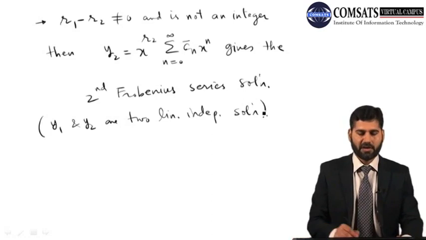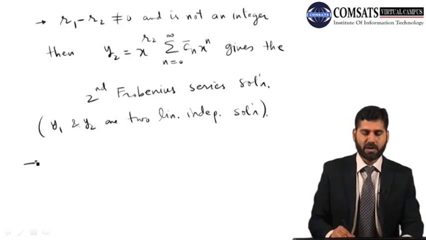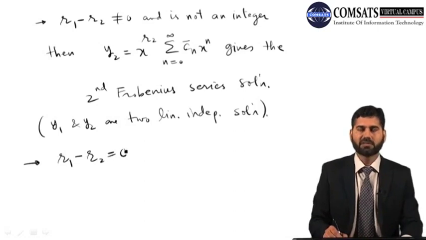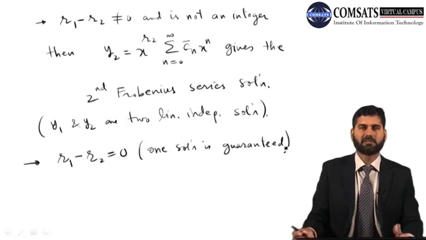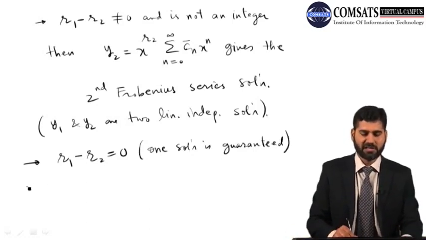And you are done, because you got two linearly independent solutions for a second order differential equation. But if r1 minus r2 is equal to 0, then one solution is guaranteed. We don't know about the second solution.